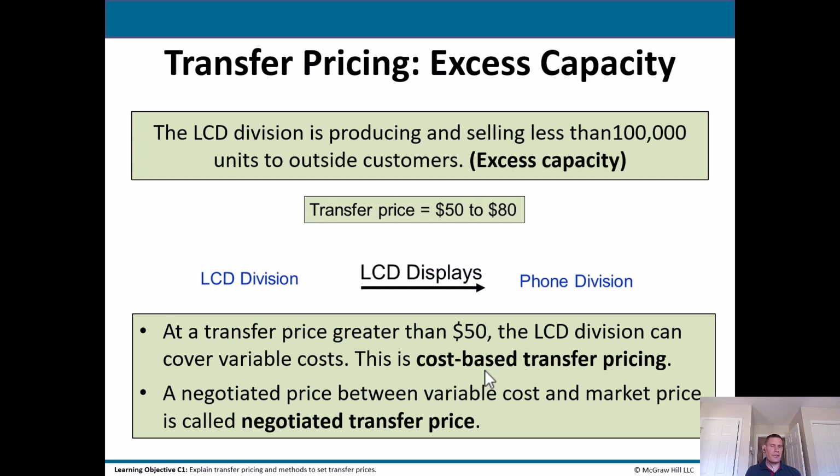So what if the LCD division is producing and selling less than 100,000 units to outside customers? So now we have excess capacity. Now the transfer price is negotiable because the LCD division has room to produce more. They've got an area of the factory where they're not doing anything with it. It's not generating them any money. So they look at it and say, well, as long as we can cover our variable costs, then we would consider doing that.